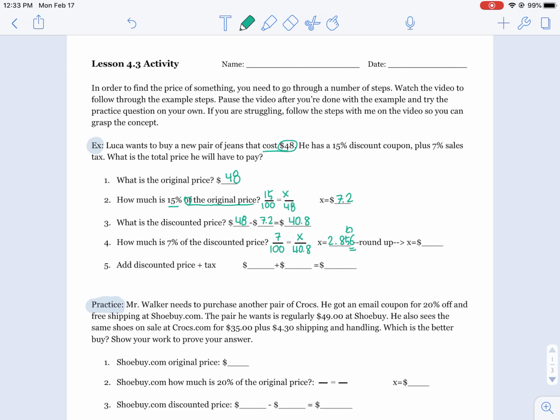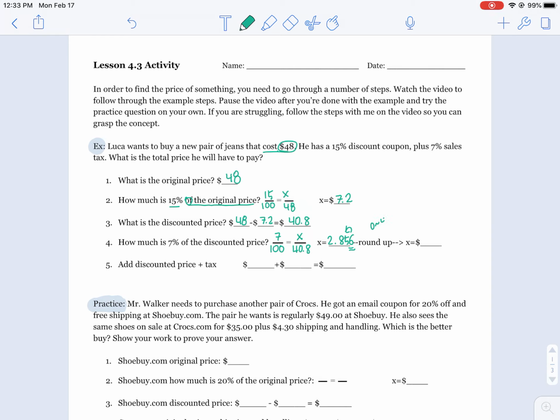Now remember, when you're rounding, 0 to 4, you round down, so you keep the number, and 5 to 9, you round up. So in this case, we have to round it up, so the answer is going to be 2.86 for the sales tax, 7%.